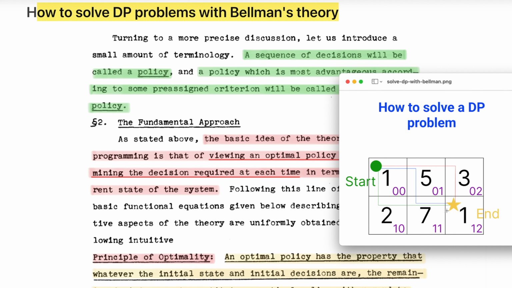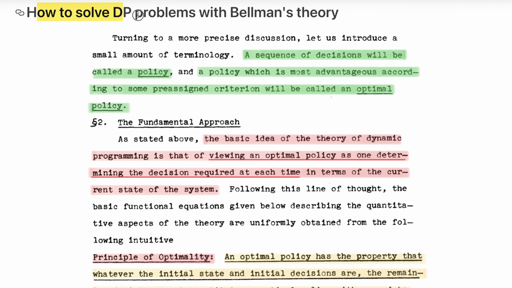Out of 3 paths, the red path we only have 10 gold, and the blue path we only have 11 gold. So the policy, which contains the decisions of right, down, right, is the most advantageous between those 3. And this policy of blue is called the optimal policy. And the way Bellman solved DP problems is, he will try to find this optimal policy.